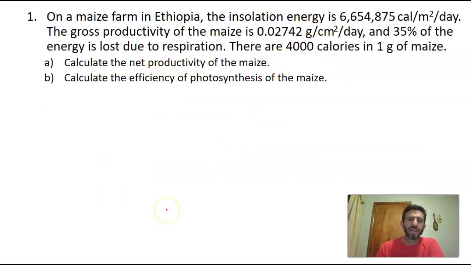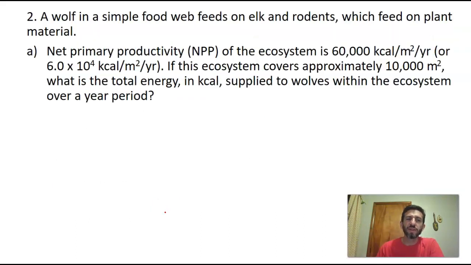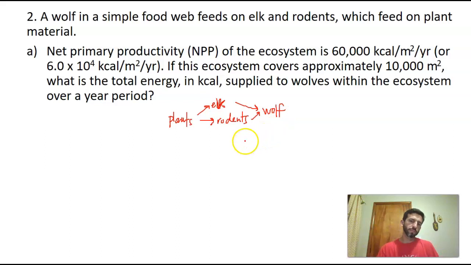Okay, so on your notes, as I was looking through these, the second question really is a lot easier than the first. So I'm going to start with the second question. Okay, so let's just jump into this. A wolf in a simple food web feeds on elk and rodents, which feed on plant material. Okay, so I'm going to do here plants are being eaten by rodents and elk, which are both eaten by wolves. Okay. All right, so there's my little simple food web.